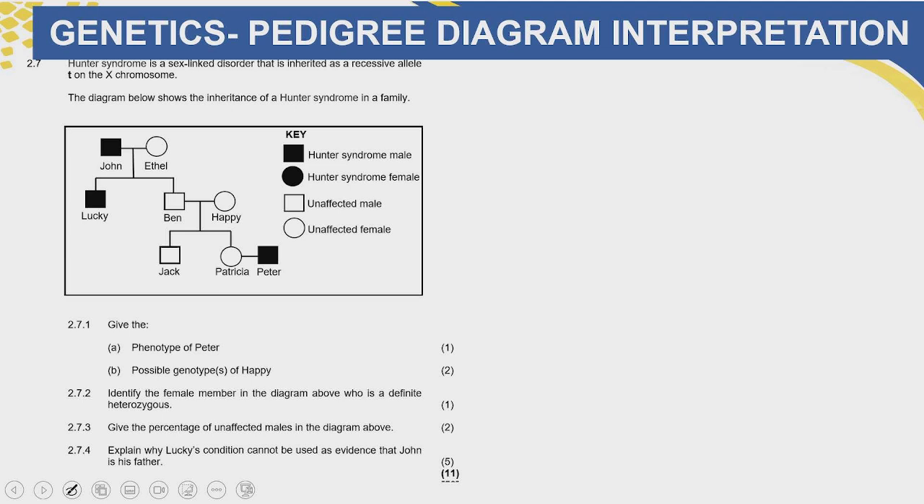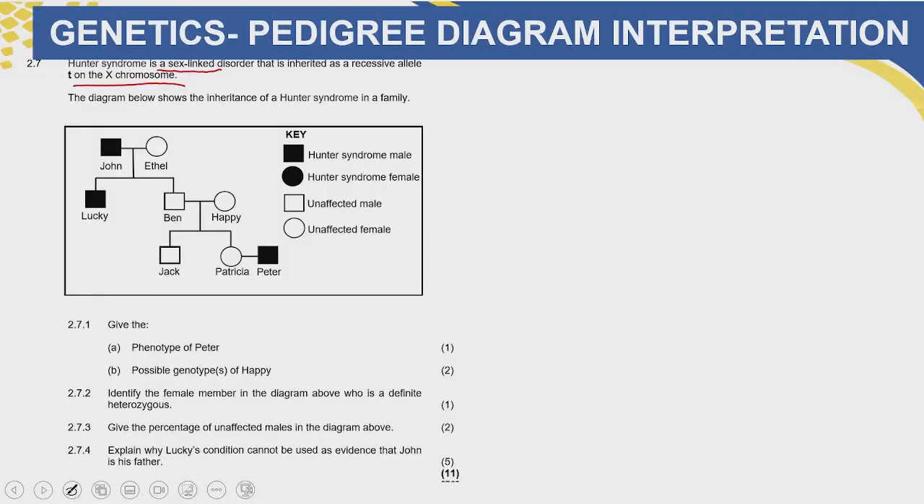It says Hunter's syndrome is a sex-linked disorder. Now that should tell you something. Once it says it's a sex-linked disorder, it means that the inheritance of that disorder occurs on the allele that is found on the X chromosome. So we usually say it's sex-linked or X-linked because the allele is carried on the X chromosome. Now in this example, they are telling us that it is a recessive allele.